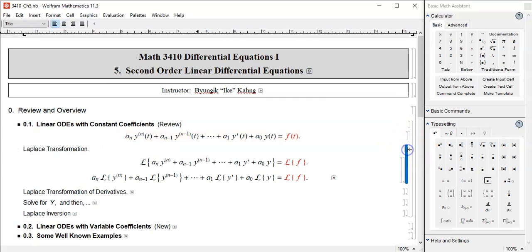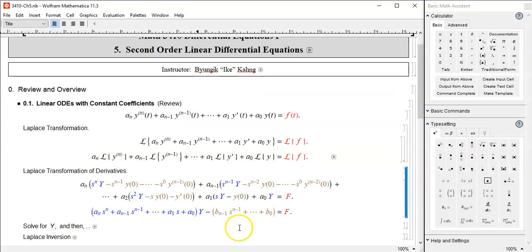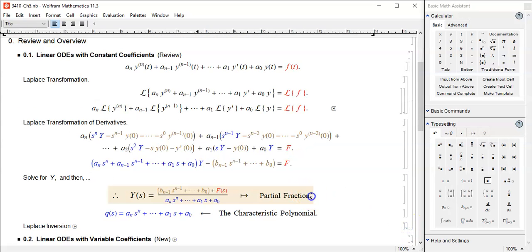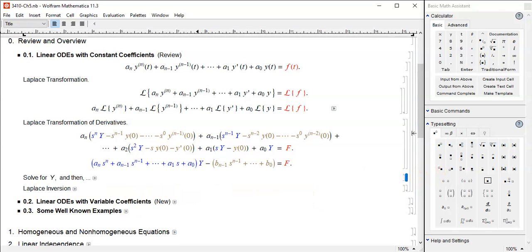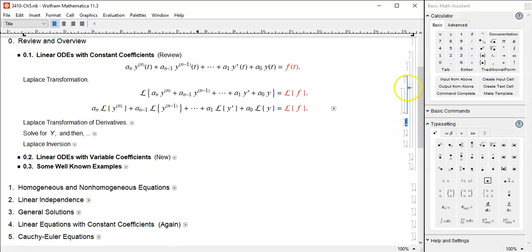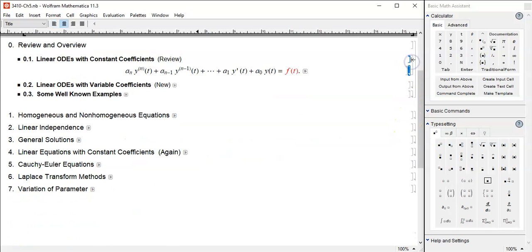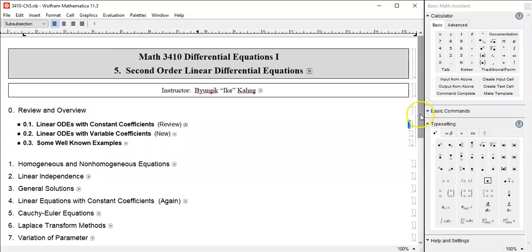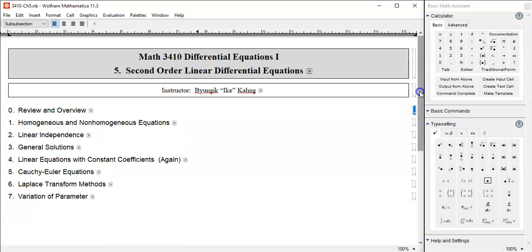Take Laplace transform. For each derivative, we have all these formulas, and then solve it with respect to capital Y. The denominator turns out to be a characteristic polynomial, and then we could decompose it with respect to partial fractions. And if we take Laplace inversion to each partial fraction and add them all up, that's it. That is the solution, and that's how we used to get this problem done.